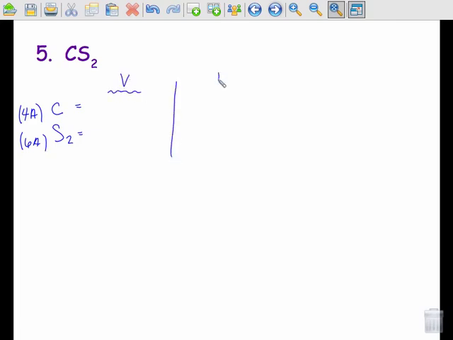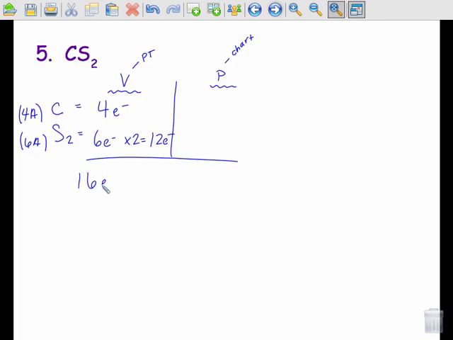You're going to do a V for valence and a P for probable. Remember, the valence electrons come from the periodic table, and the probable electrons come from the chart on the front of the paper. So I'm going to look at carbon in 4A, and I know that a 4A element has 4 valence electrons. I'm going to look at sulfur in 6A, which means each one has 6, but since there's a subscript of 2, I multiply that by 2 to get a total of 12. Then I add 4 and 12 to get a total of 16 valence electrons.